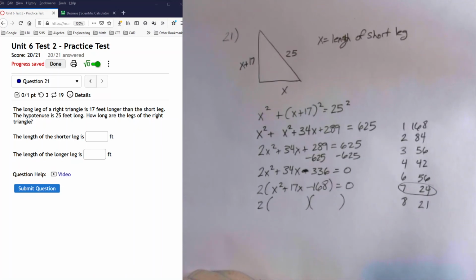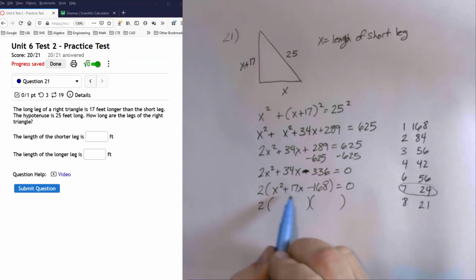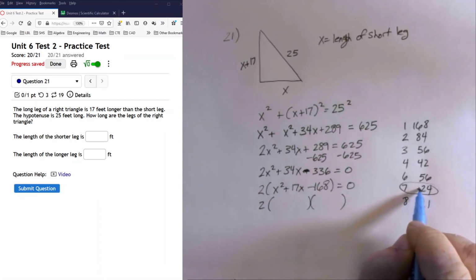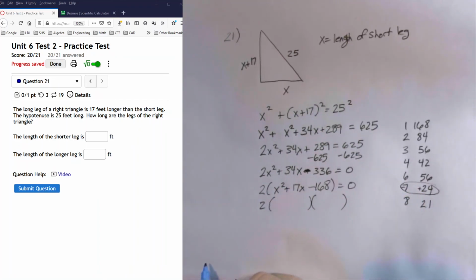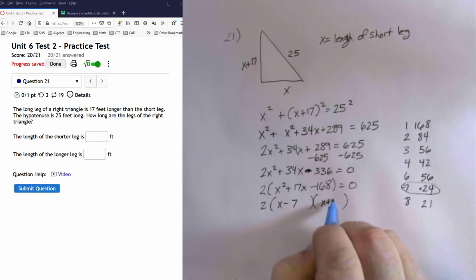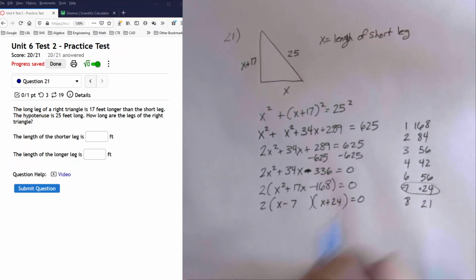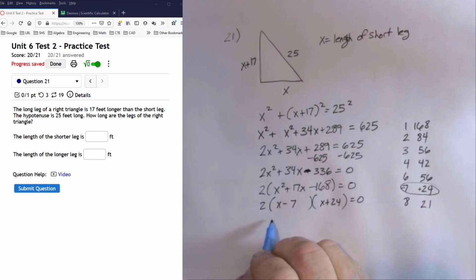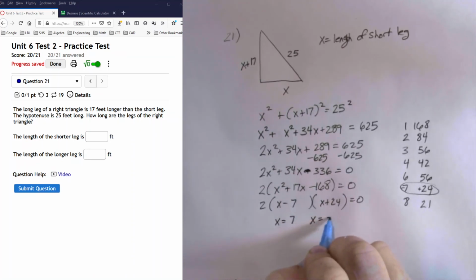Okay, so 7 and 24, I have a positive number here, so my 24 is going to be positive and my 7 is going to be negative. And so I've got x minus 7 and x plus 24. Okay, and that tells me that x could be 7 or x could be negative 24.